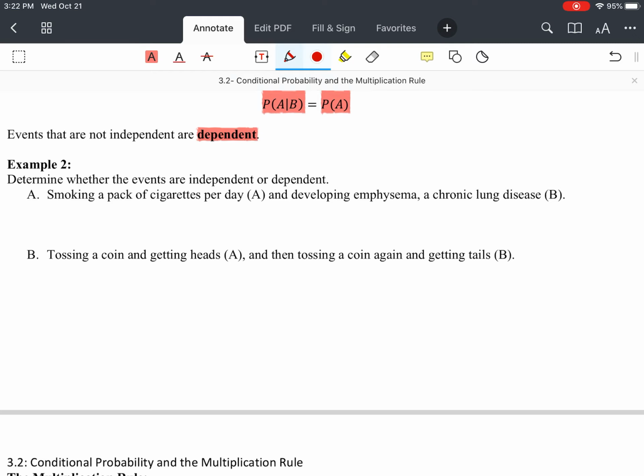It says we want to determine whether the events are independent or dependent. Smoking a pack of cigarettes per day, that's event A, and developing emphysema, that's event B. Is this independent or dependent? Does the fact that we smoke a pack of cigarettes per day affect whether or not we develop emphysema? Well, yeah, it does. So these would be dependent.